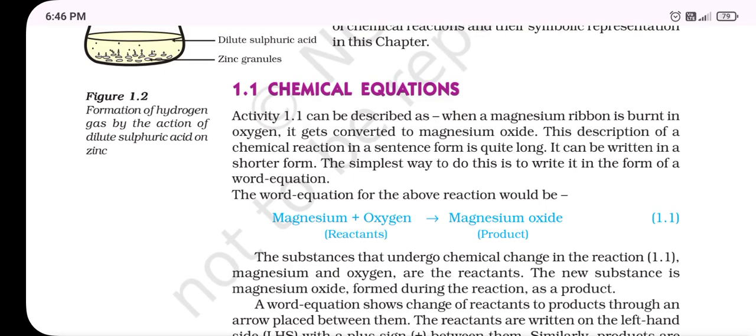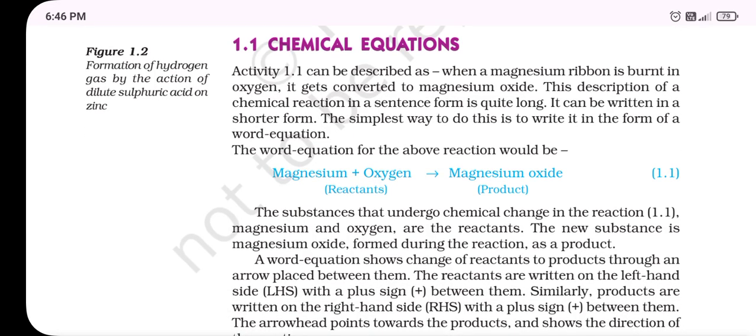This description of a chemical reaction in sentence form is quite long. It can be written in a shorter form. Wow, that's great, because that long one becomes a short one. The simplest way to do this is to write it in the form of a word equation.